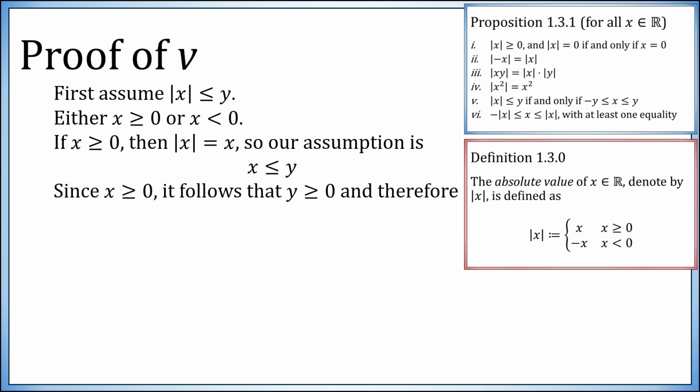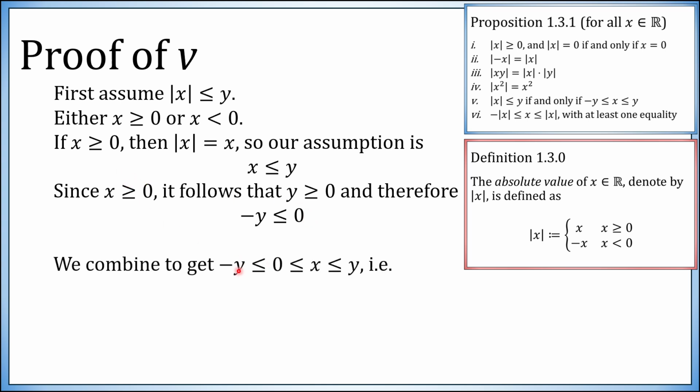Now, we have assumed x is bigger than or equal to 0. Therefore, y must be bigger than or equal to 0 as well. So negative y is less than or equal to 0, but 0 is less than or equal to x, so we chain them all together, and we get that negative y is less than or equal to x is less than or equal to y. So when x was bigger than or equal to 0, we got this.